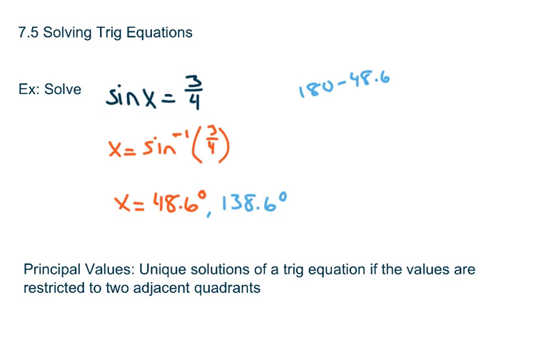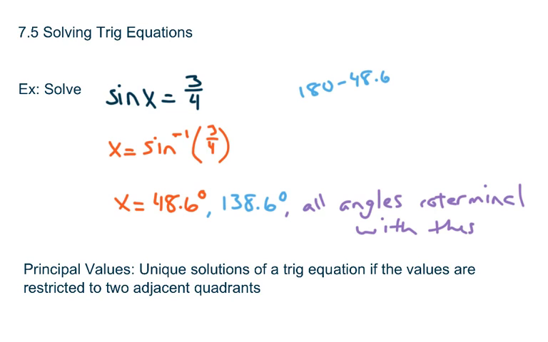And those are the only two in our first lap around the circle that would give us a sine of 3/4. However, there's a whole bunch of other ones. There's an infinite number of solutions. What we have to say here is, and all angles, oops, let me spell angle correctly, coterminal with these. So this would kind of be the 360K portion of what we've done in the past.